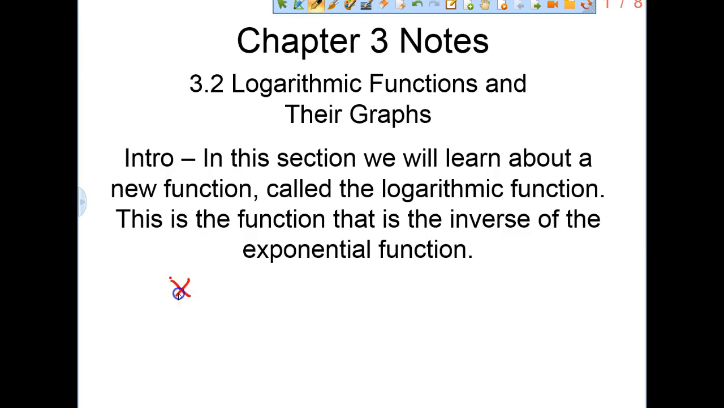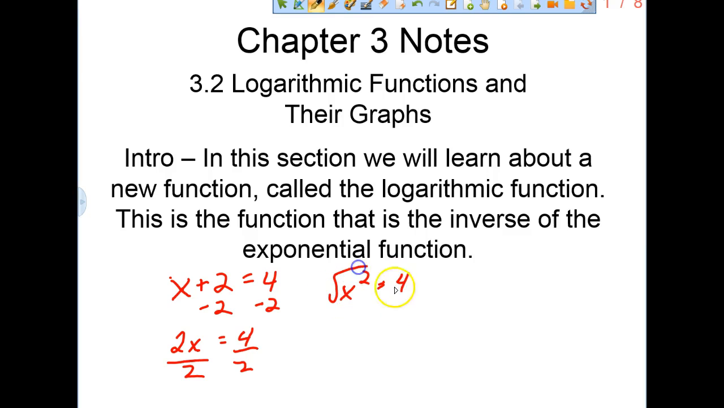when I have x plus 2 equals 4, we know that we can subtract 2 to solve for x. So we do the inverse of adding 2. When I have 2 times x equals 4, I know that I can divide by 2 because dividing by 2 is the inverse of multiplying by 2. So when I have x squared equals 4, I know that I can take the square root of x squared to solve for x because square rooting is the inverse of squaring, right?